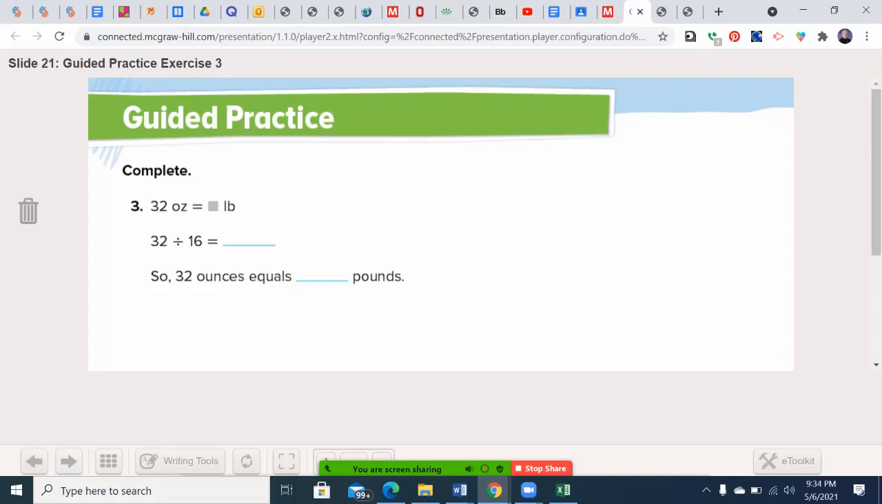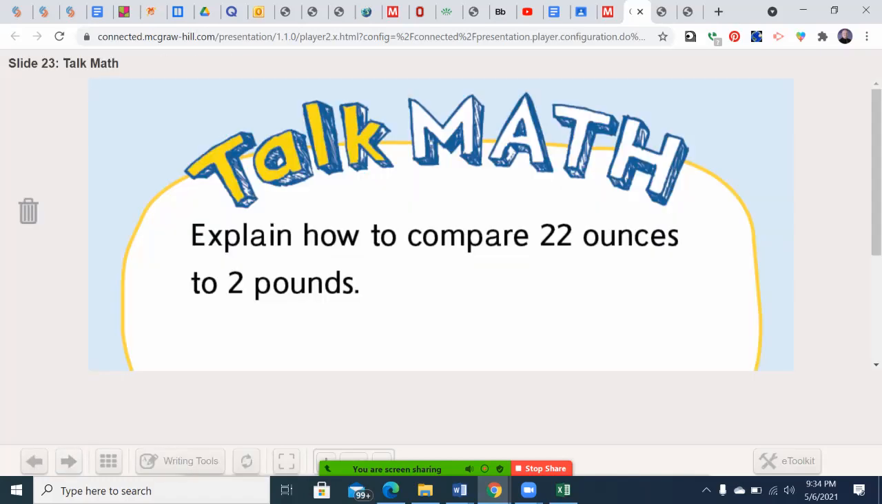Let's just kind of do you a favor here. We're going to divide. 32 divided by 16 is 2. So 2 pounds. I know that wasn't part of your list. How to compare 22 ounces to 2 pounds? Well, I want to convert it to something that you can compare. Right now, we're at apples and oranges, or ounces and pounds. Personally, it's easiest to turn this into ounces. It's more specific. 2 times 16 is 32. So now we know that 22 is less than 32 because we're talking ounces.